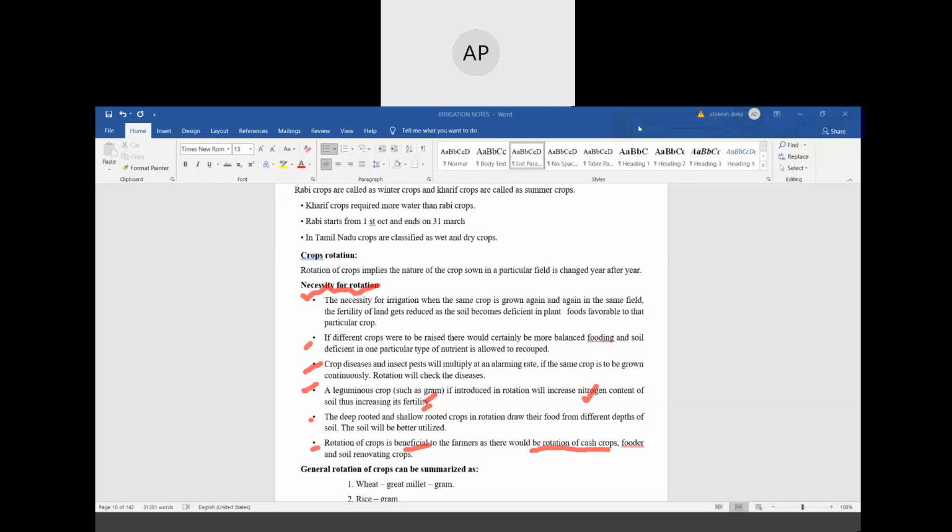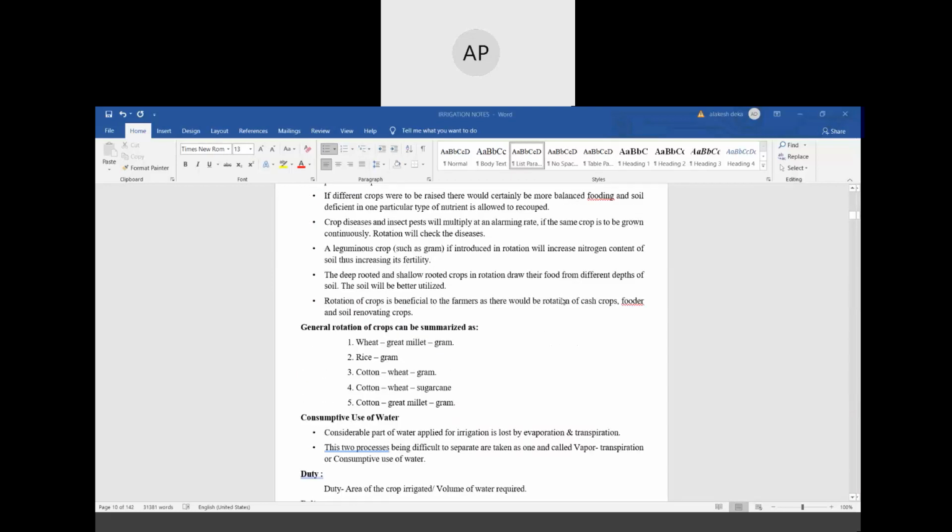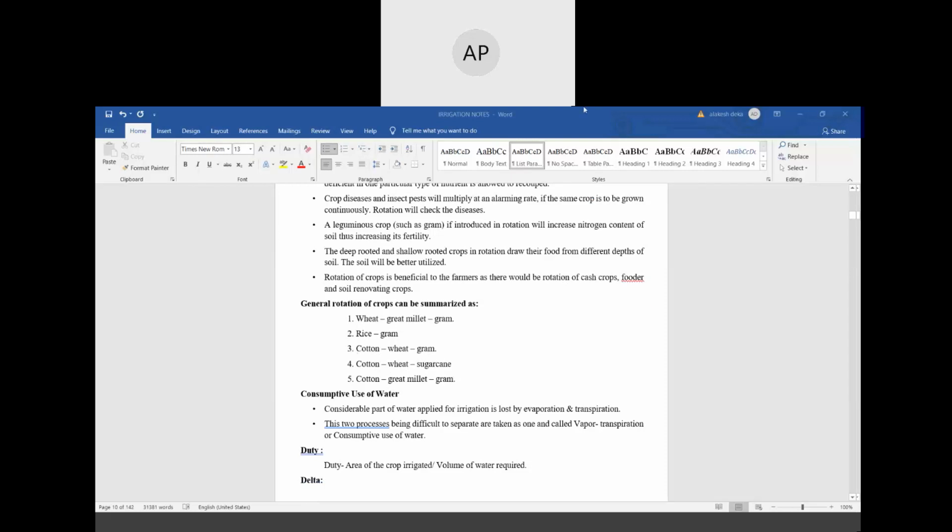Next is general rotation of crops, which can be summarized as: wheat, grain millet, gram; rice and gram; cotton, wheat, gram; cotton, wheat; sugar cane; cotton, sugar; cotton, grain millet and gram. So these are the examples of rotation of crops.